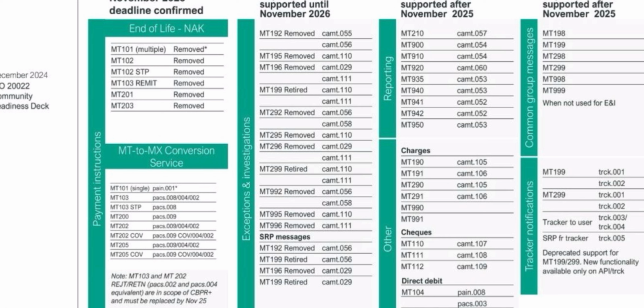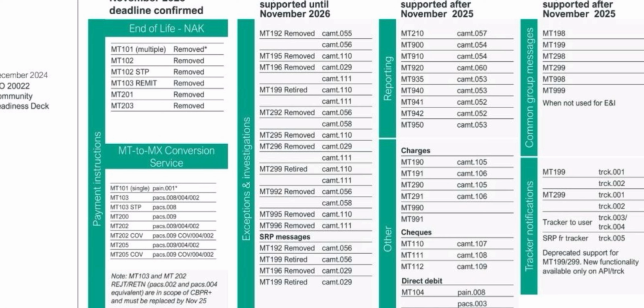Now, let me deep dive further into the deprecated but supported messages, supported until November 2026. So for one more year, these messages are going to sustain in the SWIFT network using MT messages. Those are MT192, equivalent to your camt.056, which is a request for the cancellation of payment; either 055 or 056 you can be using.